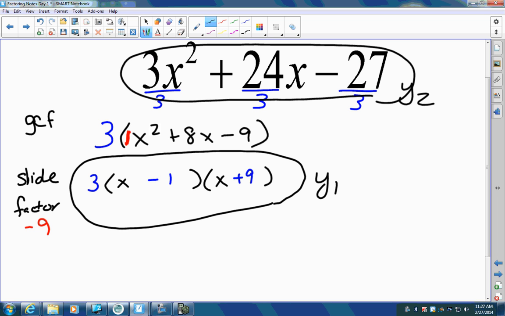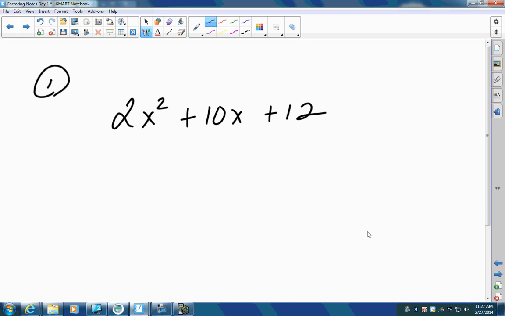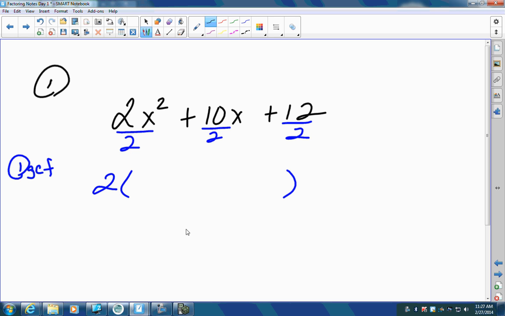All right, let's look. Give me number 1 on that sheet that you guys have. 2x squared plus 10x plus 12. All right, here we go. Step 1 is the GCF. What goes into all those? A 2 does, so I need to pull a 2 out of everything. So you have to divide everything by 2. 2 divided by 2 is just the x squared plus 5x plus 6.